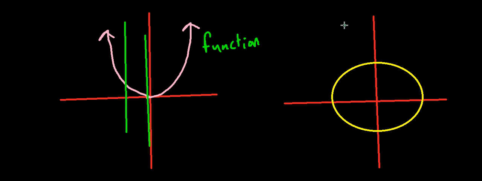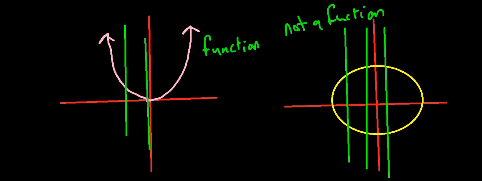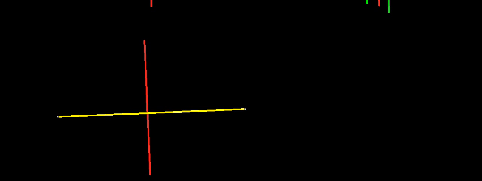But this circle, however, in more than one place, it intersects it twice. So it is not a function. And it doesn't have to intersect it always to be not a function. Even if it intersects it one time, then twice, then it's not a function. So let's say I have a graph like this.